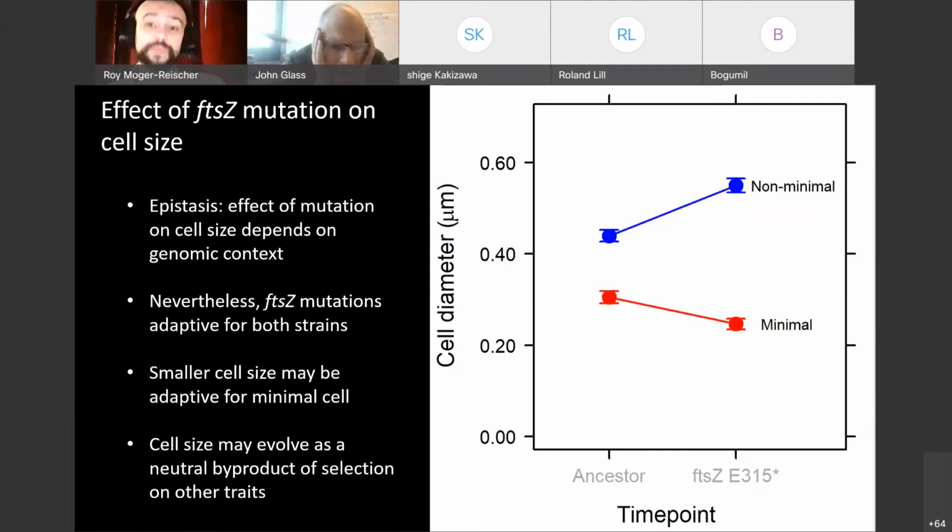One other thing that we did with these FDSD mutants is that we verified that indeed they do increase the fitness of both the minimal and the non-minimal cell. So this mutation is adaptive for both strains, but has essentially an epistatic effect on cell size, where in one genomic background it has one effect, and in the non-minimal genomic background it has a different effect.